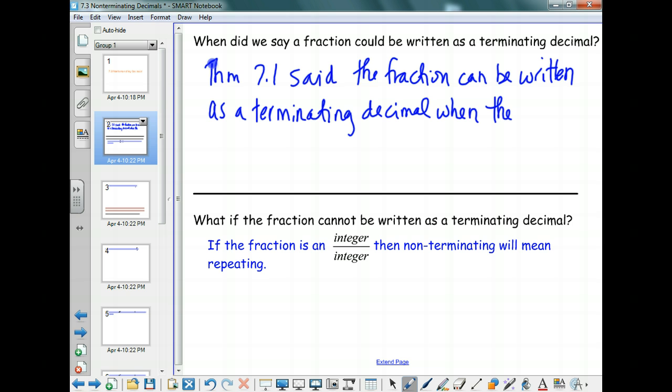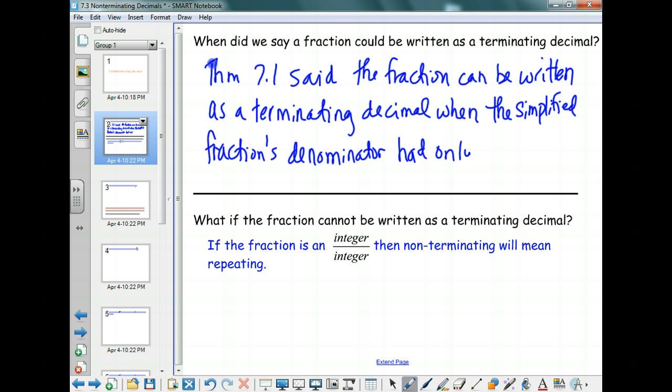when the reduced or simplified, I'm going to use simplified because that's what you use, Caitlin, that's a good description. When the simplified fraction's denominator had only factors of 2 and or 5. In other words, no other factors besides 2 and 5. That was when that happened.